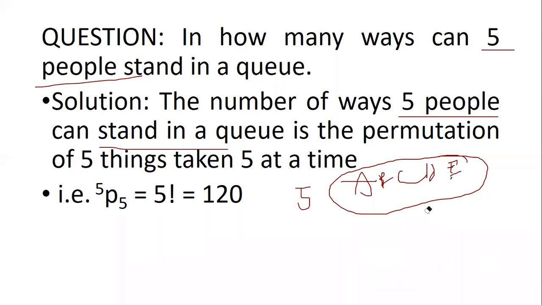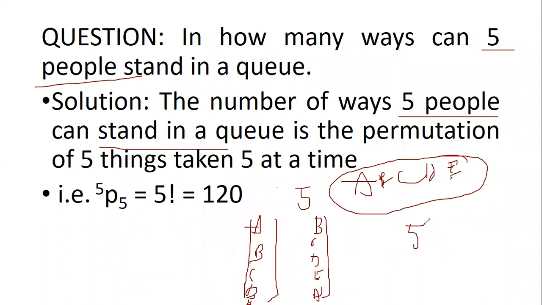Now here what we are trying to say is, when I take A, B, C, D, E, I am considering all 5. Again, when I take B, C, D, E, A, I am again considering all the 5. I'm not leaving out anybody. So in that case, I have 5 people with me and I am considering all 5 people at a time.